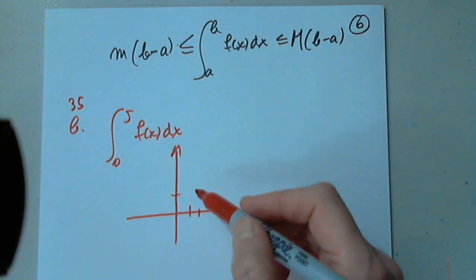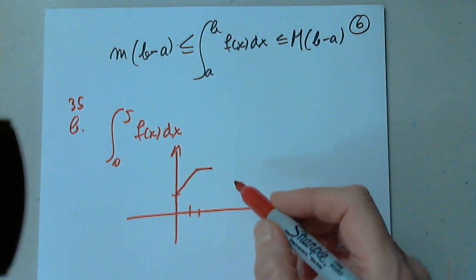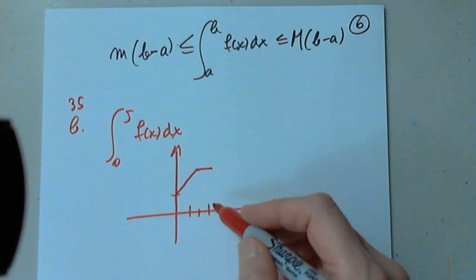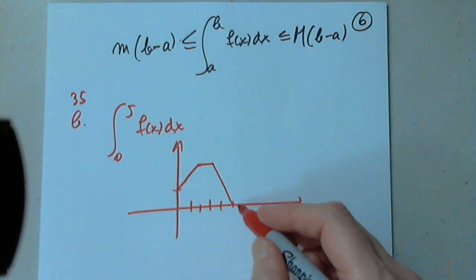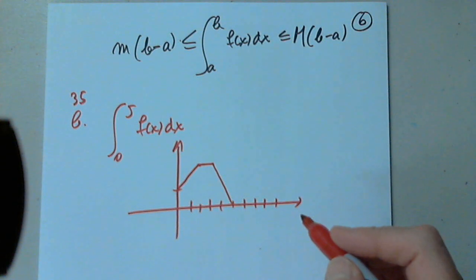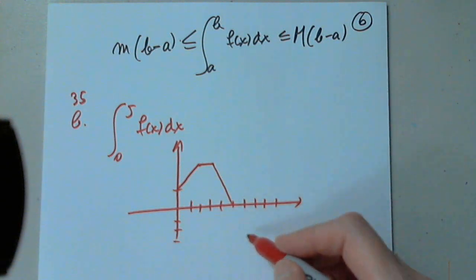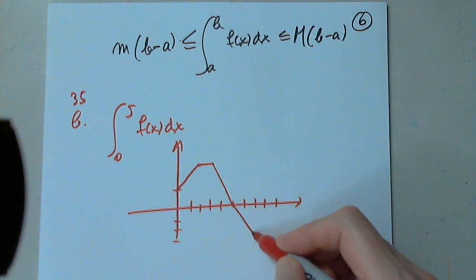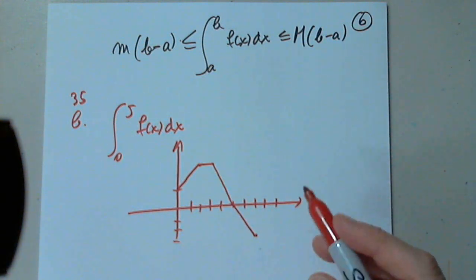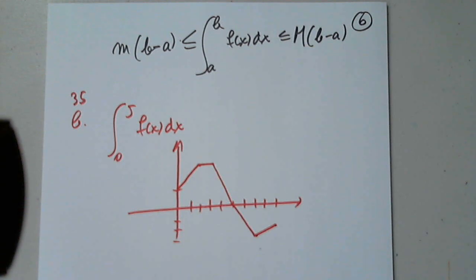Okay, 1, 2, and then 1, and it crosses at 5, right? 3, 4, 5, crosses at 5, and goes to 6, 7, 8, 9, and at 7 is negative 3. 5, 6, 7 is negative 3. Good, and then it goes to 9, negative 2. Okay. So in order to determine the area between 0 and 5, all we have to determine is the area here.